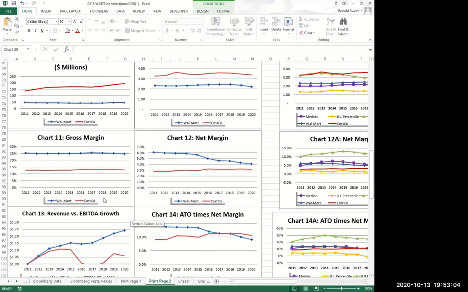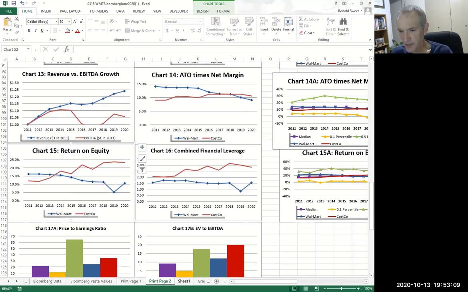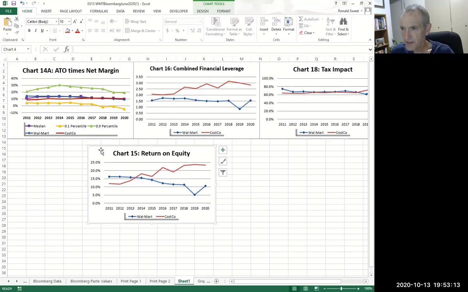Professor, what does the tax impact mean? The tax impact is essentially the percentage of their income they keep after tax. So if their tax rate's 40%, then the tax impact should be right at 60%. It should be 1 minus their tax rate. So higher is better there.